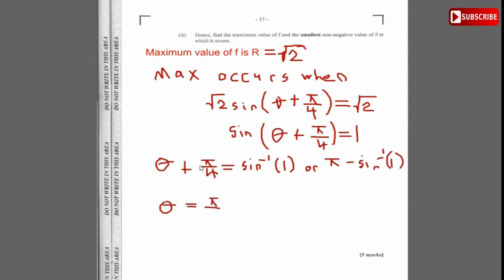minus pi by 4, because we can subtract the pi by 4. All right. And so theta is just pi by 4. We don't even need to check the other one. Theta is just pi by 4, because it won't be smaller than pi by 4. This is for the angle in the second quadrant, so you don't even need to look at this one. Let's just erase the or part. Theta is pi by 4.